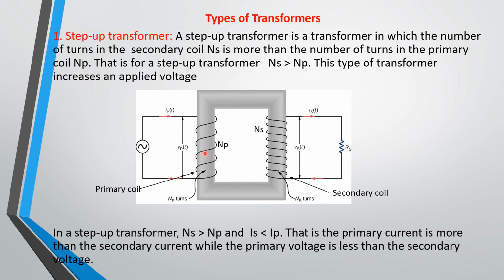Any transformer in which the number of turns in the secondary coil is more than the number of turns in the primary coil is known as a step up transformer. And what does this transformer do? It increases the voltage that is applied. So if you apply a low voltage through the primary coil, it will magnify it. It will magnify the voltage.